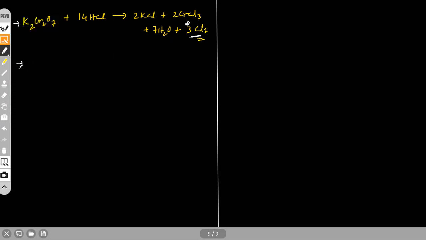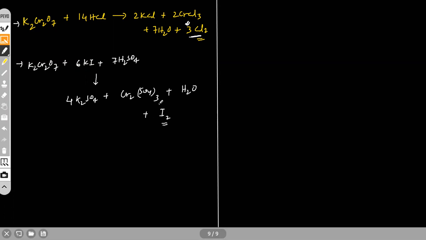Similarly, when K2Cr2O7 reacts with KI in acidic medium. All these reactions are in acidic medium. So write down the reaction: K2Cr2O7 plus KI plus H2SO4 forms K2SO4, Cr2(SO4)3, and water, plus iodine evolves. This is also important: iodine gas evolves. Similarly, with H2S, it oxidizes H2S to sulfur.